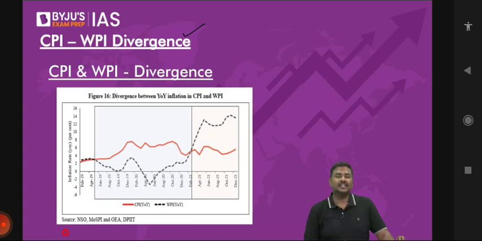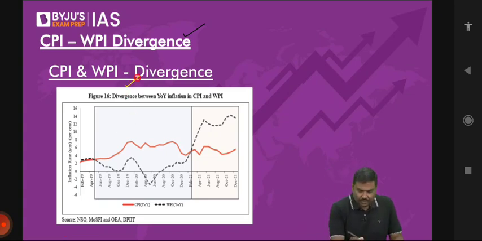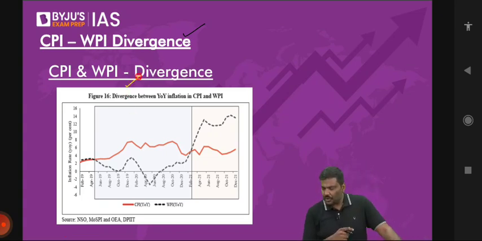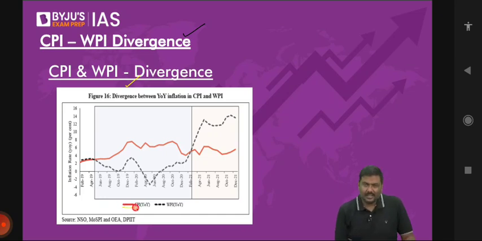Can you see the graph here? Is the graph visible to all of you? Let me know. What you'll observe in the graph is that the red line is CPI and the black dotted line is WPI. Now, what is the observation?